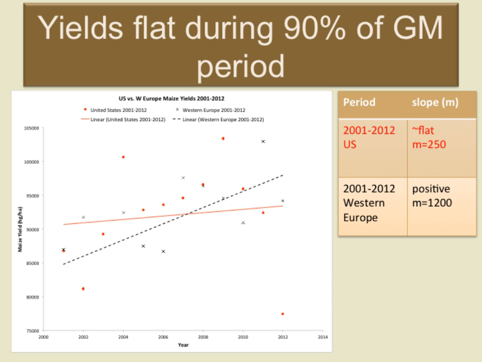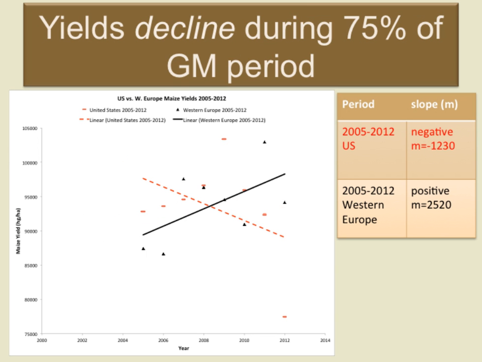But if you also look at that period of time in which 90% of all the GM corn was ever grown, in that period of time, U.S. yields shown in red are flatlined. The broken blue line indicates what Western Europe was doing over the same period, 2001 to 2012. Their yields were increasing by 1,200. So, over the period that we were asked to concentrate on, the U.S. agroecosystem was flatlined, and it was 90% GM maize.